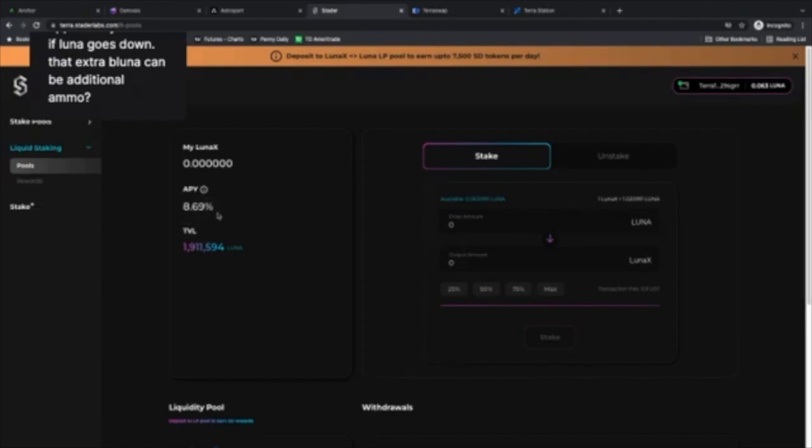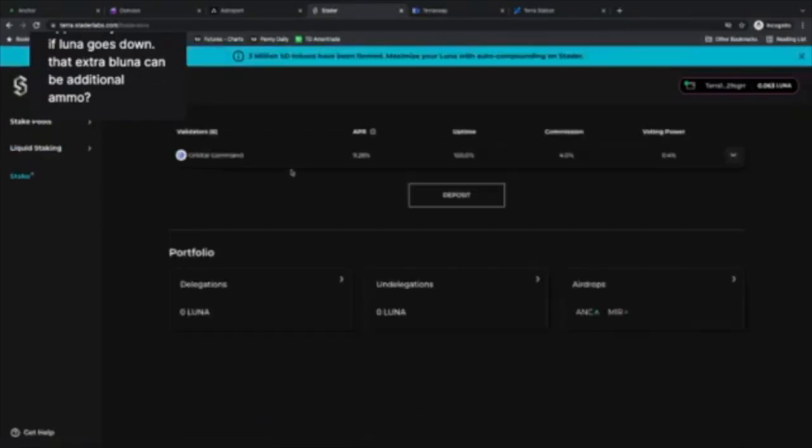I'm wondering if I should, sometimes I'm too spread thin, so I don't look at all the APYs. I'm wondering if I should take my Luna X, because I have a handful of Luna X, and just go back to Luna and just stake it in the Stake Plus.